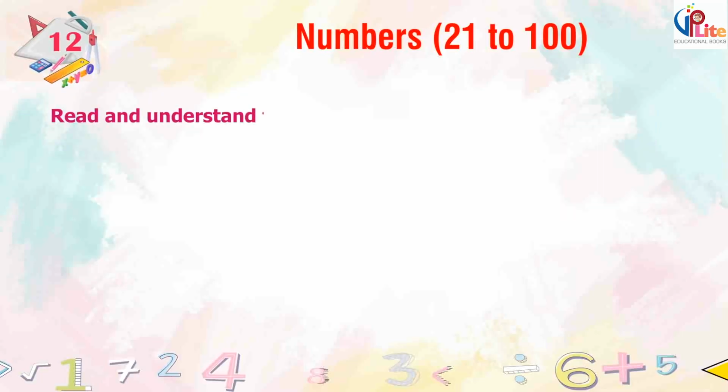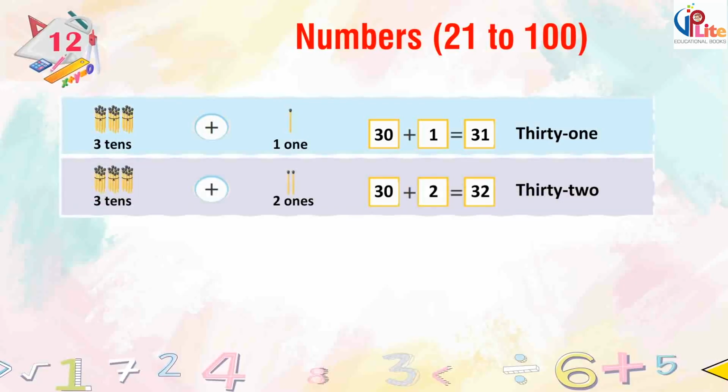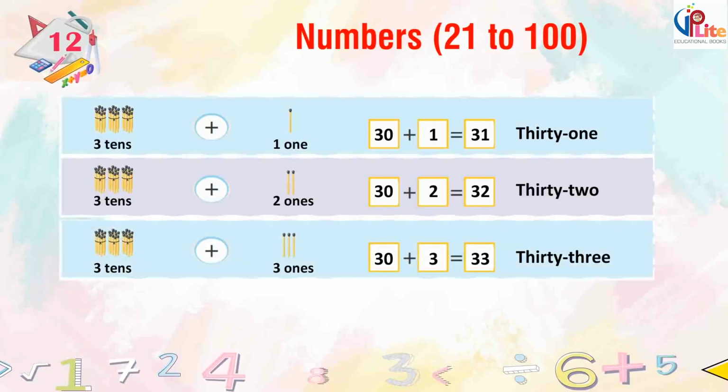Read and understand the numbers from 31 to 40. 3 tens plus 1 one, 30 plus 1 is equal to 31. 3 tens plus 2 ones, 30 plus 2 is equal to 32. 3 tens plus 3 ones, 30 plus 3 is equal to 33.